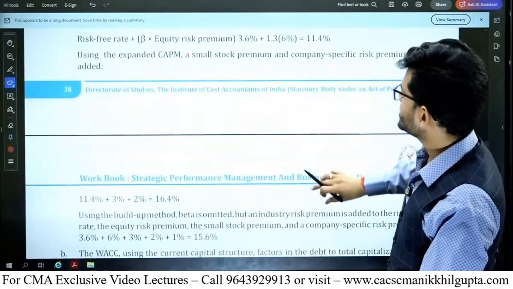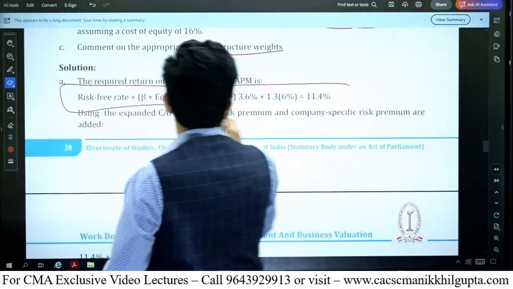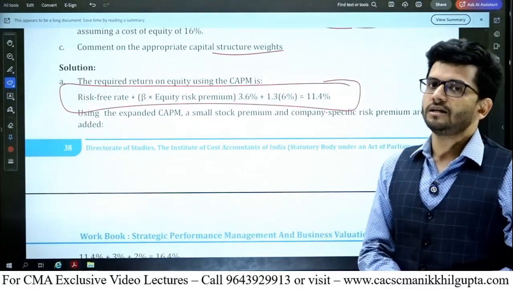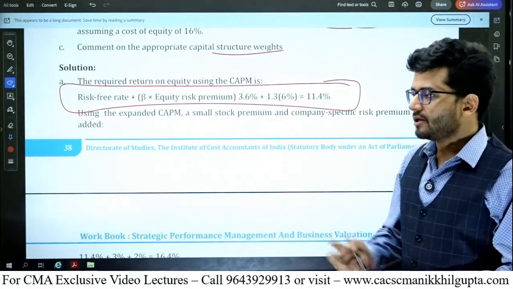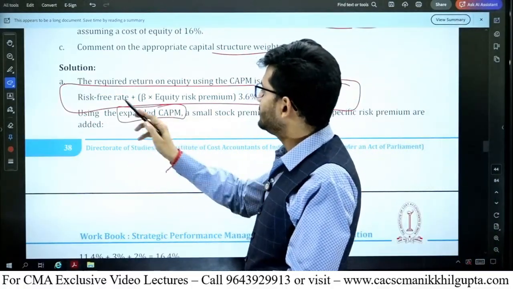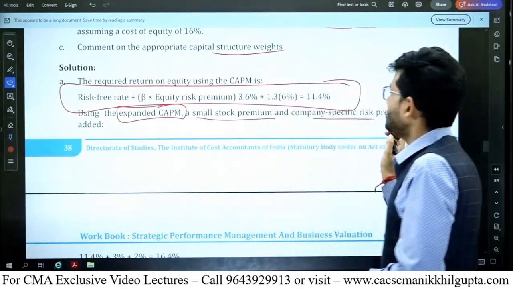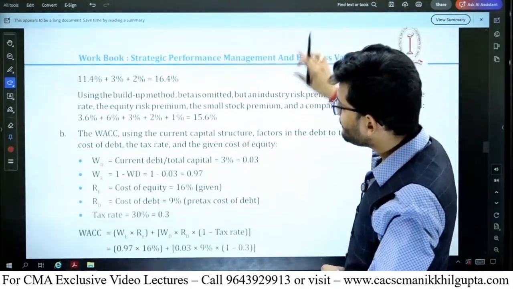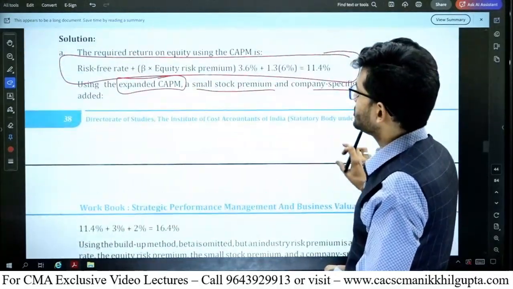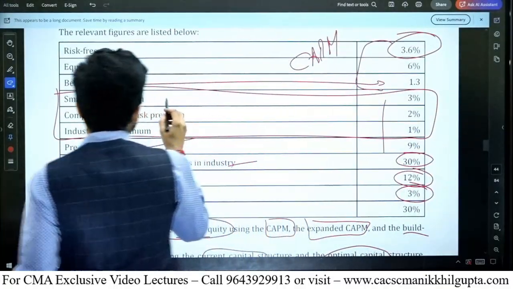Now, the first task is to compute the required rate of return using CAPM. CAPM is straightforward. You use three variables and, using this formula, compute our CAPM cost of equity. Simple. Now, two more methods are required while calculating the required rate of return. Expanded CAPM, which means we'll add two more factors, small stock premium and company specific premium. And there's a built up method also. In the built up method, we'll add one more risk premium, which is the industry specific premium. So please note these two points.